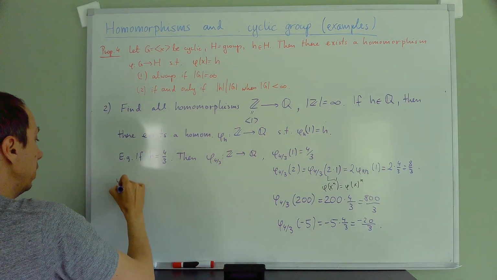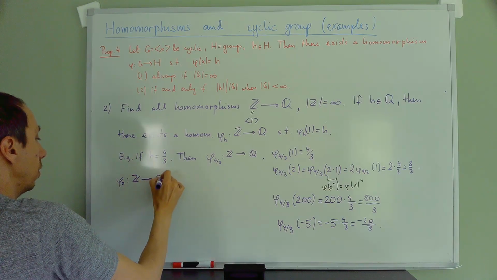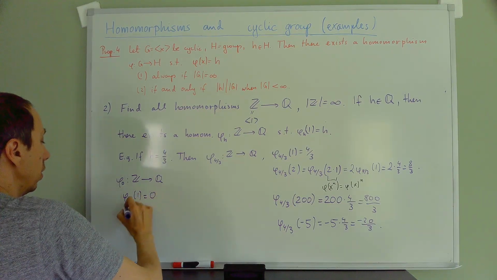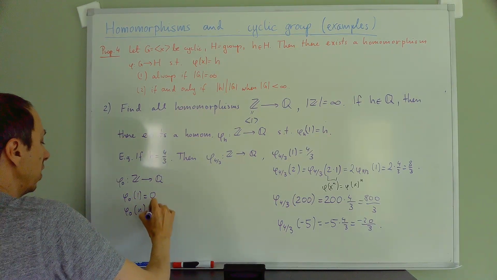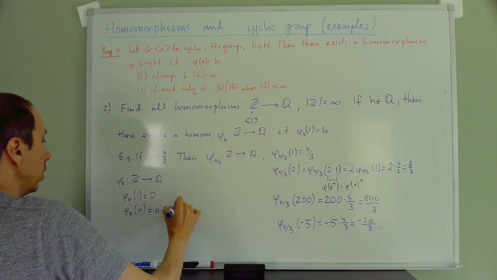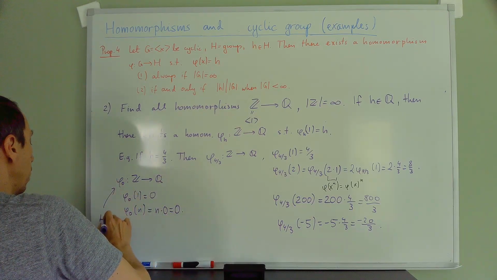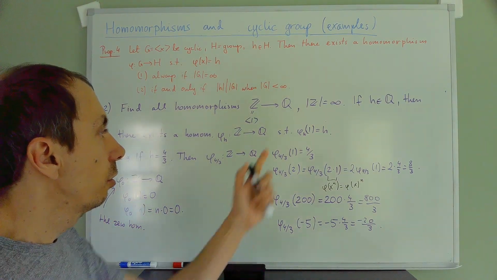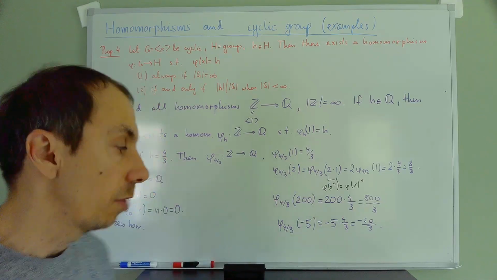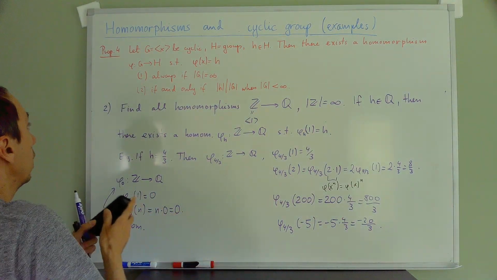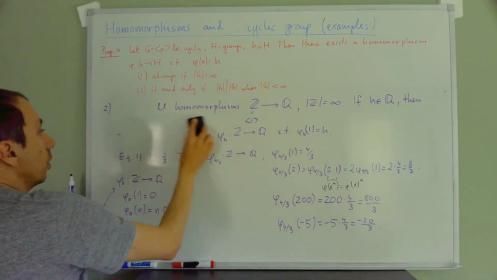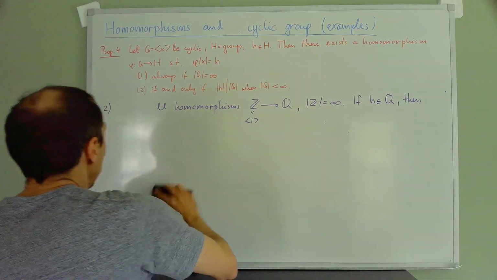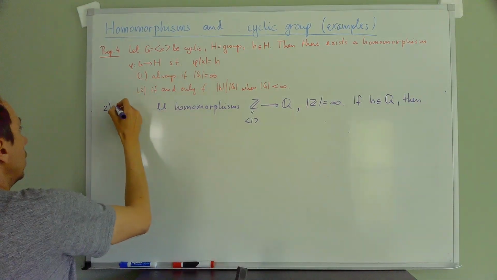Another example would be phi 0 from Z to Q. Well, that sends everything to 0 because phi 0 of 1 is 0. So phi 0 of any n is going to be n times 0, so 0. So this is the 0 homomorphism. Okay, so you have one homomorphism for every rational. Let's move on to another example. That was actually example 1, not 2, but now will be 2.